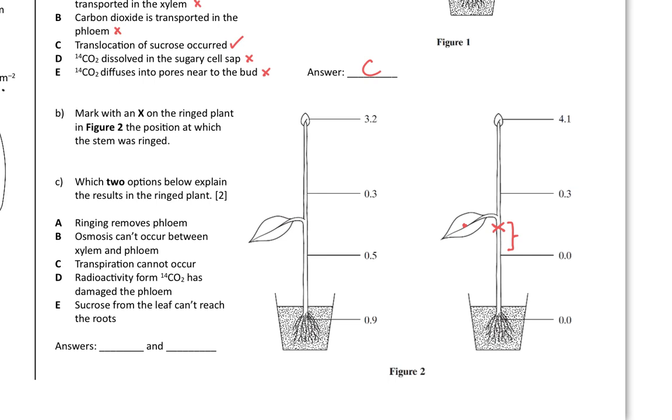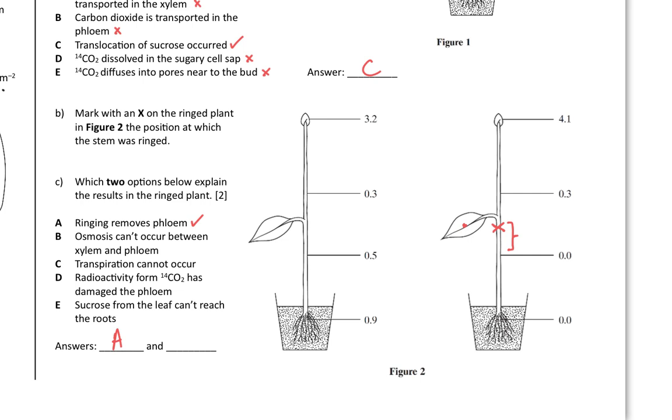And it says mark with an X on the ringed plant, so I should have done exactly like I've done there with my X. And question C, which 2 options below explain the results in the ringed plant? Why has it not got radioactivity below the leaf? And I need 2 of these. Ringing removes phloem. It does. That's the definition of ringing, so A must be one of them.